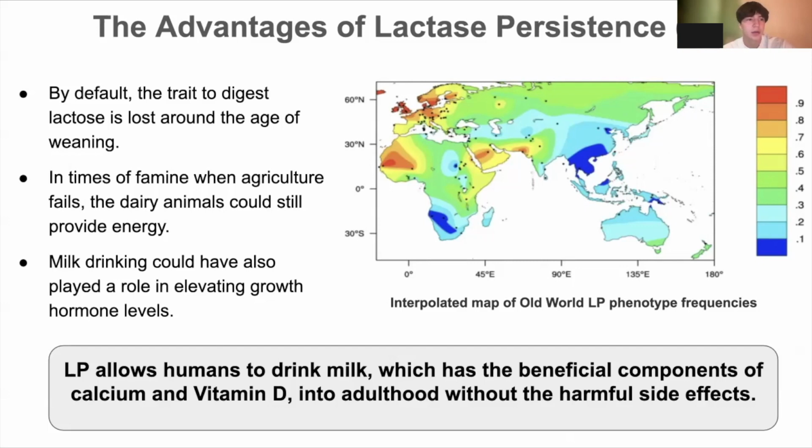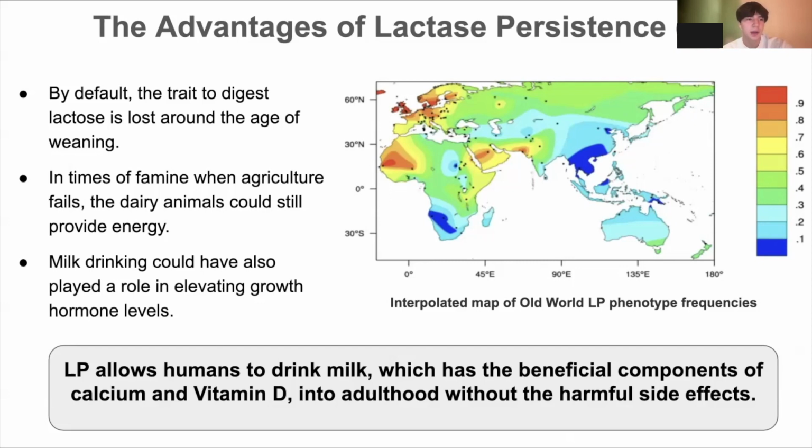Dairy animals such as cattle produce in a lifetime as much as 400 to 600 kilograms of milk, and that milk is extremely high in protein and fats, making it more valuable long term than consuming the meat. In addition, in times of famine when agriculture fails, the dairy animals could still provide that energy, making carrying LP extremely valuable. Milk drinking could have also played a role in elevating IGF-1 levels, leading to fitness benefits such as early maturation and increased body size.